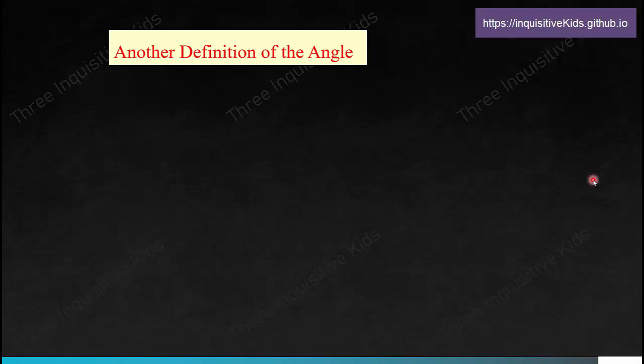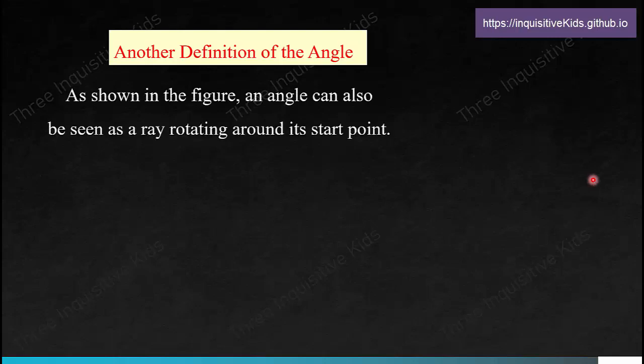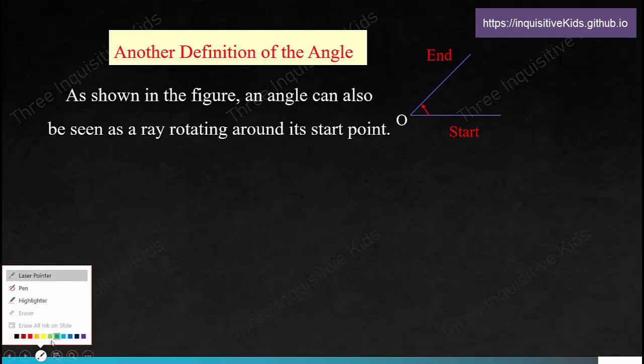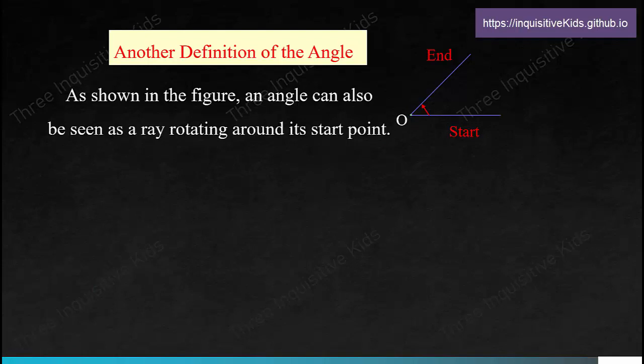Do you still remember that definition of the angle we learned earlier in this lesson? Yes, I was talking about how an angle was like two rays starting at the same start point, and that would be an angle. That's correct. And here's another definition. As shown in the figure, an angle can also be seen as a ray rotating around its endpoint. So, as you can see, here is point O, and then these are two rays, or in this case, we're seeing it as one ray.